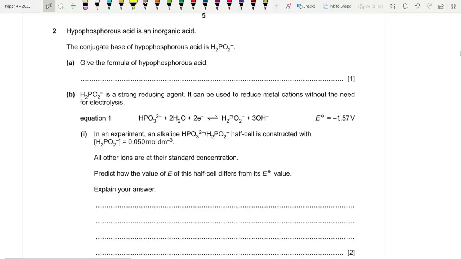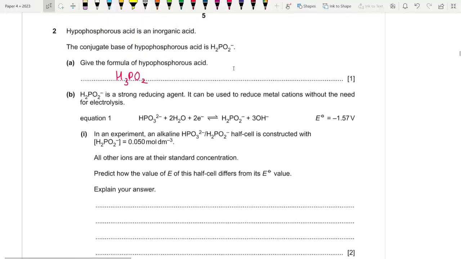Okay, moving on to question number 2. Hypophosphorous acid is an inorganic acid. The conjugate base of hypophosphorous acid is shown. So to make hypophosphorous acid from this conjugate base, you just need to add one more H. That's it. The difference between this and its acid form is an H only. So it should be H3PO2. This is hypophosphorous acid. If you add an H to the conjugate base, you end up with the acid.